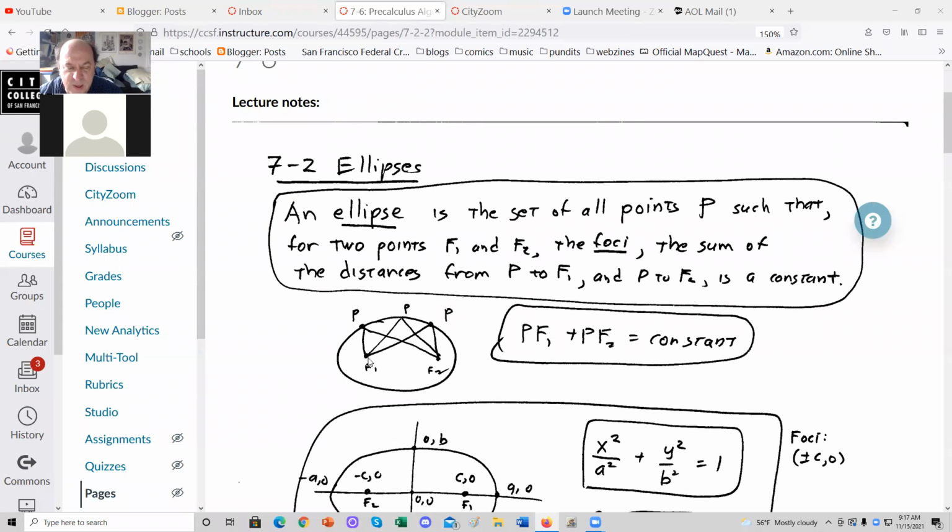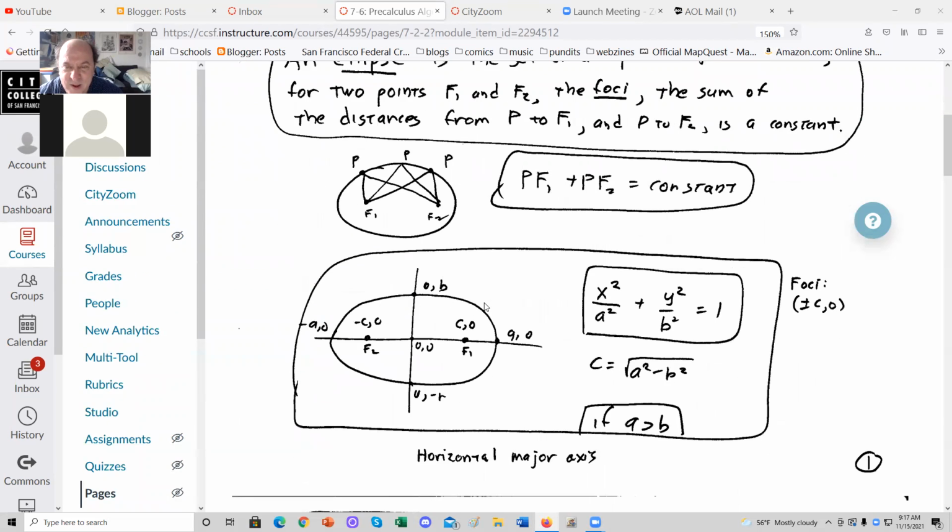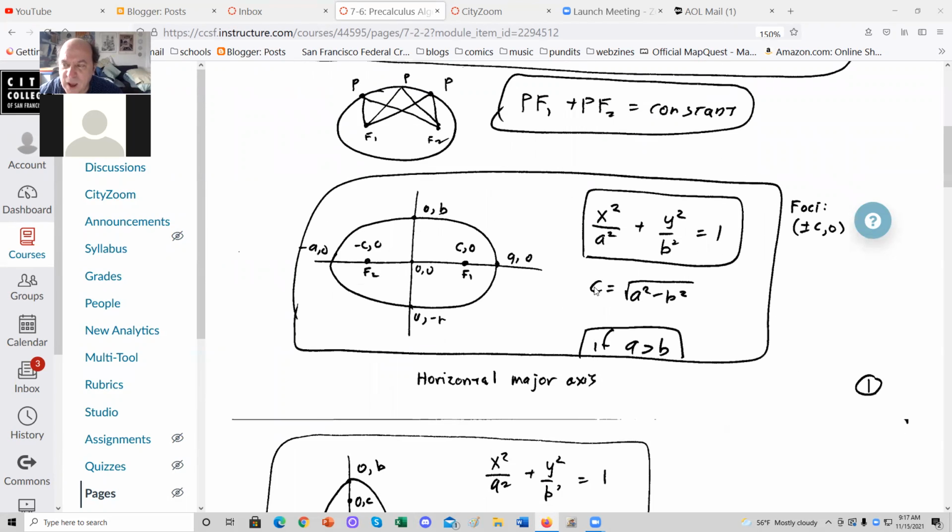One way they use it, you can draw a focus, push pins into the paper here and here, get a loop of string of constant length, put your pen and pull it tight, and it works around like that. I've tried that on occasion, and it's an awkward way of doing things, but okay, fine, whatever. Constant sum of distances to the two foci. Now here we have an example.